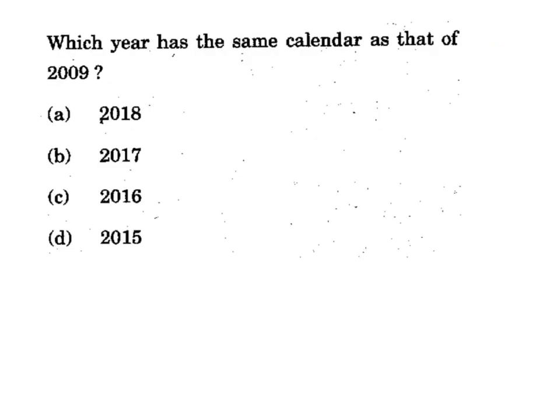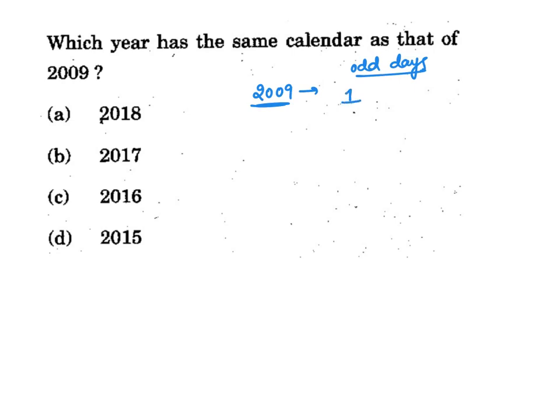Which year has the same calendar as that of 2009? So you need to count the odd days. If the odd days become 7, then that year will have the same calendar as that of 2009. So the number of odd days in a normal year is generally 1. Same calendar means the first day of 2009 is the same as the first day of the given year. So that's what you have to ensure.